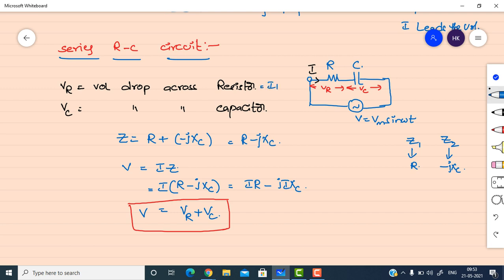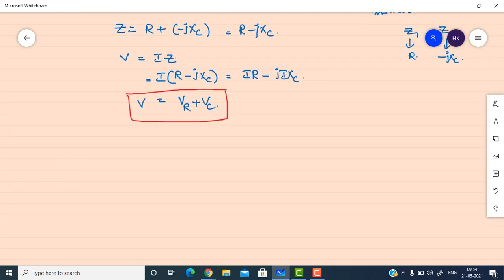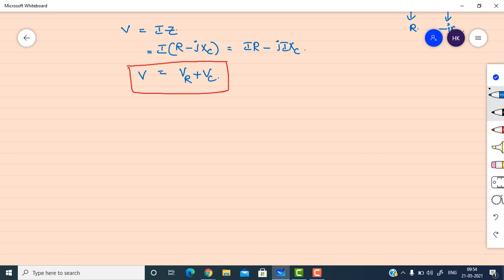VR is nothing but I into R, voltage drop across resistor. VC, voltage drop across capacitor, is minus I into jXC. I is the current flowing through the capacitor, minus jXC is the impedance of the capacitor, I into Z. So the total voltage is the vector sum or phasor sum of this VR and VC. Will you draw the phasor diagram? These are all phasors, VR, VC. Try the phasor diagram for this series RC circuit.